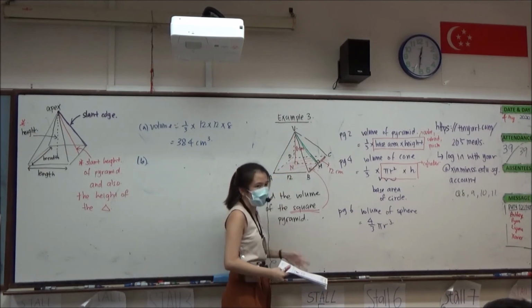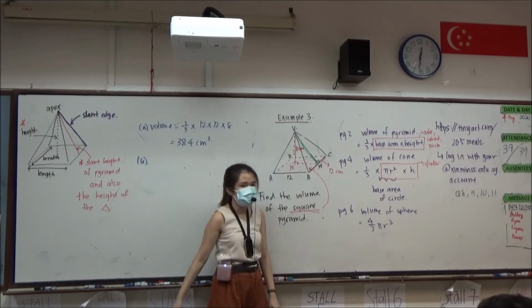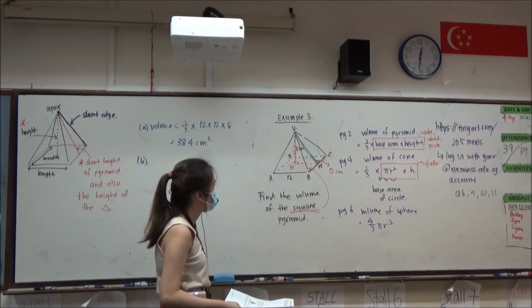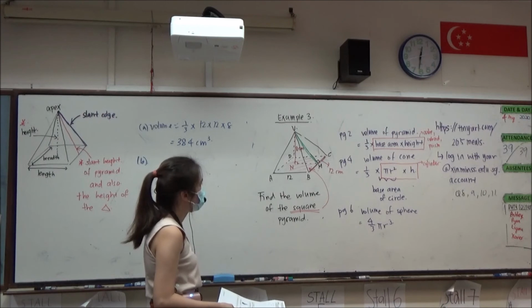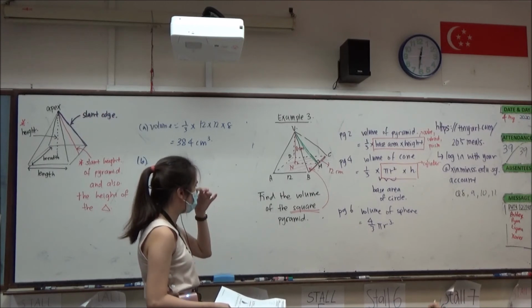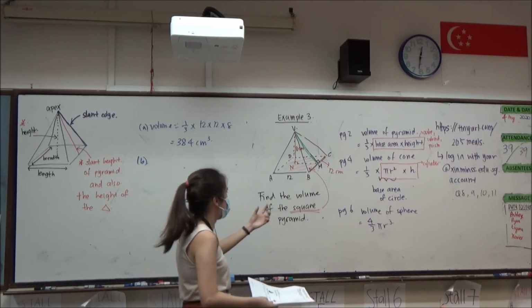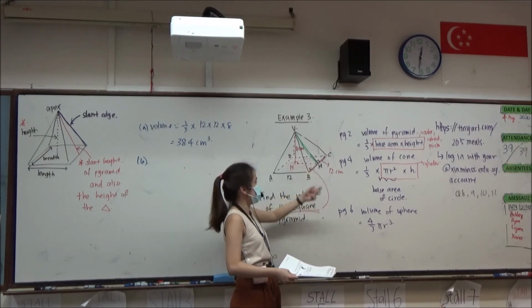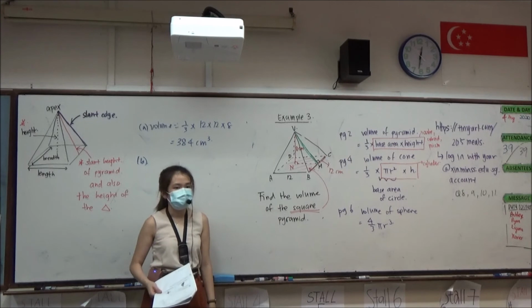This green one. Yes, Chpt. The base of the slant height. You mean this one here? This one here. MN is 6. How do you know it's 6?